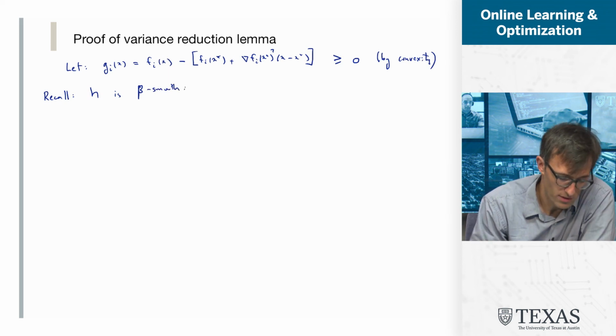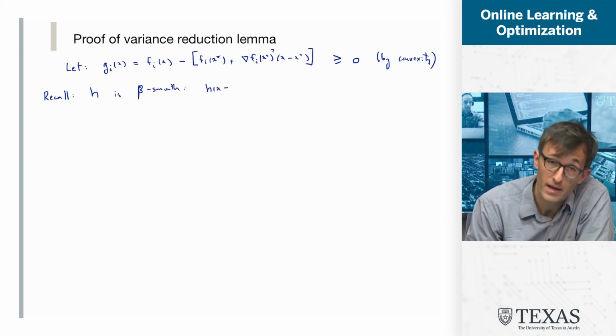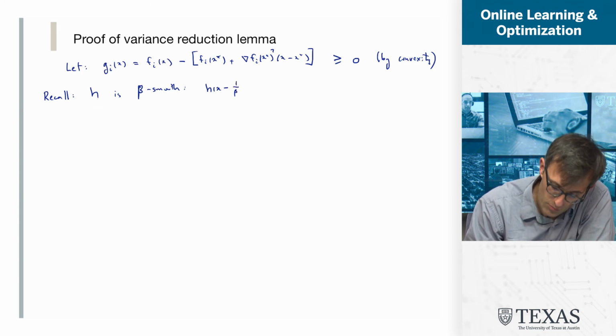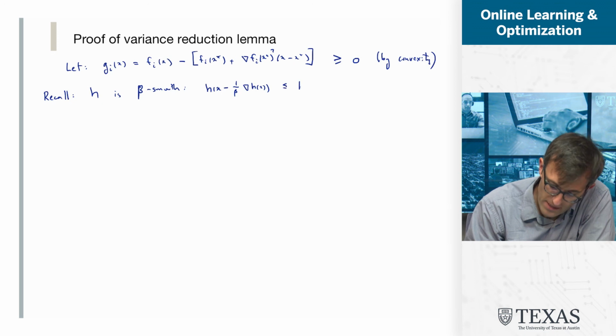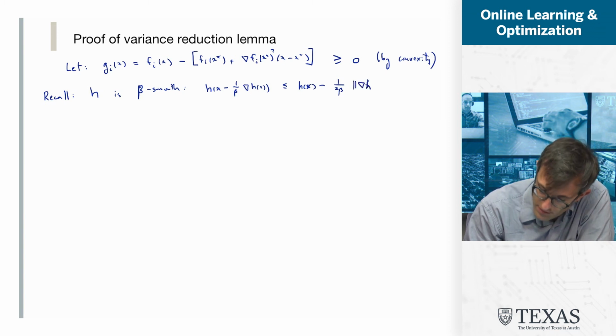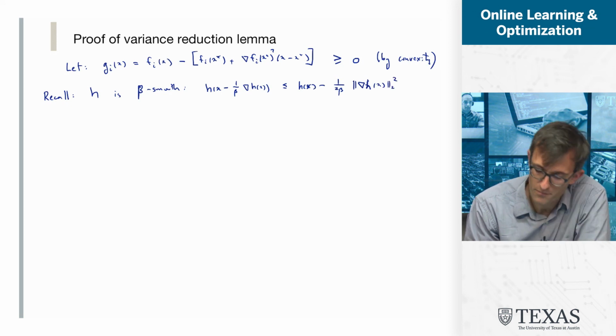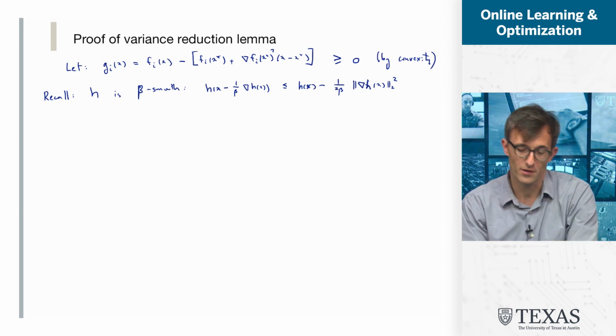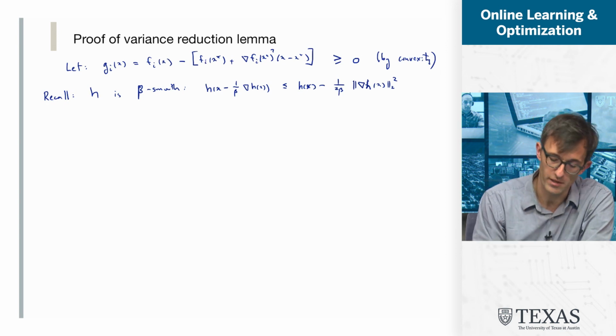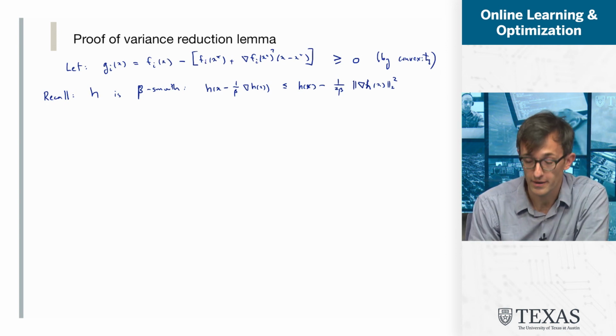then we had shown that h of x minus 1 over beta times the gradient of h of x is upper bounded by h of x minus 1 over 2 beta times the norm squared of the gradient of h of x. This was one of the key ways in which we exploited smoothness in order to show faster rates of convergence for smooth convex functions. Let's apply this to g. And let's also use the non-negativity of g.